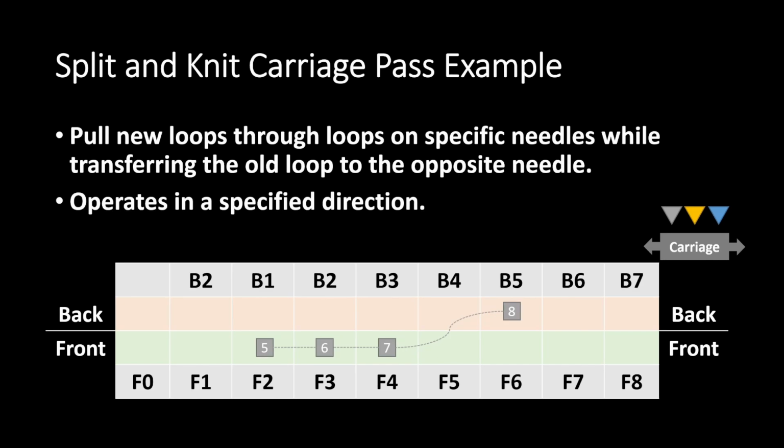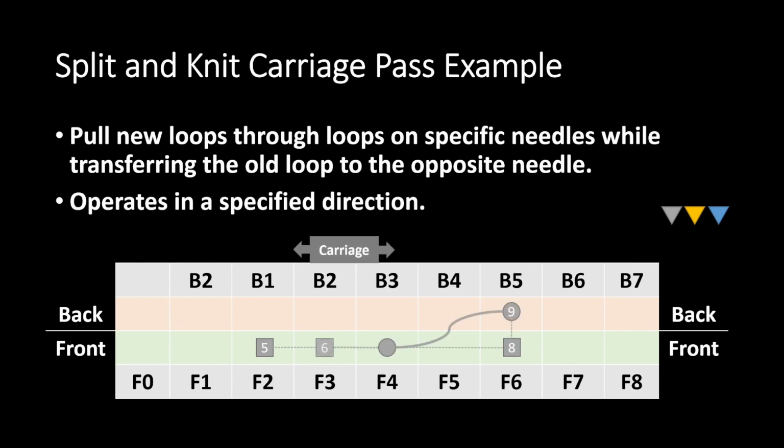And this brings us to one of our final operations, the split stitch. What a split stitch is going to do is pull new loops through the loops on a specified needle while transferring the old loops to the opposite needle. You can use this to create increases and such. This operates in a specified direction, like knits and tucks, because it is using a loop of yarn, but it does have the caveat that you can't combine it with other operations like knit and tuck.